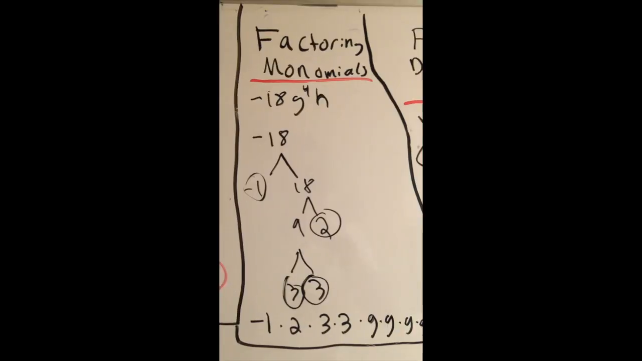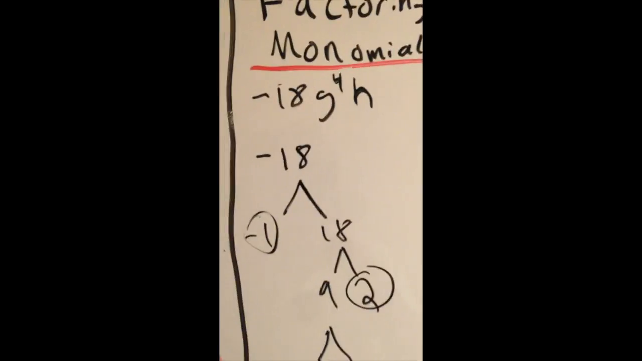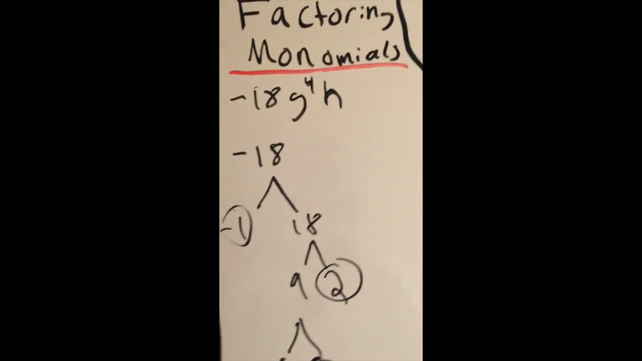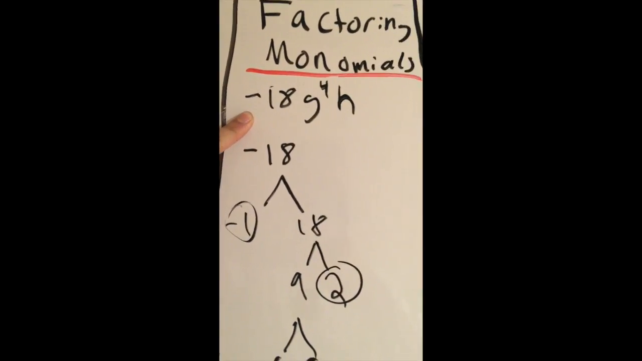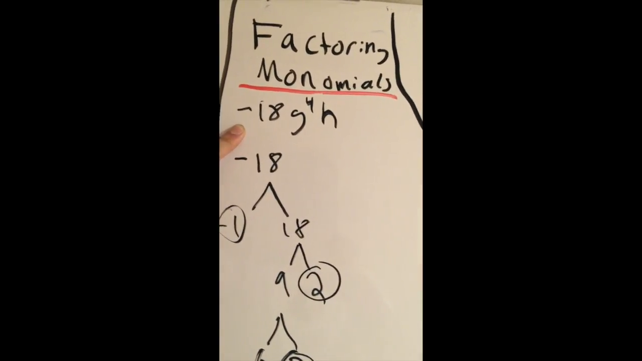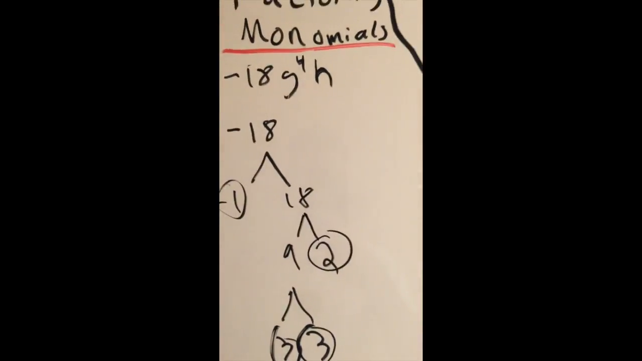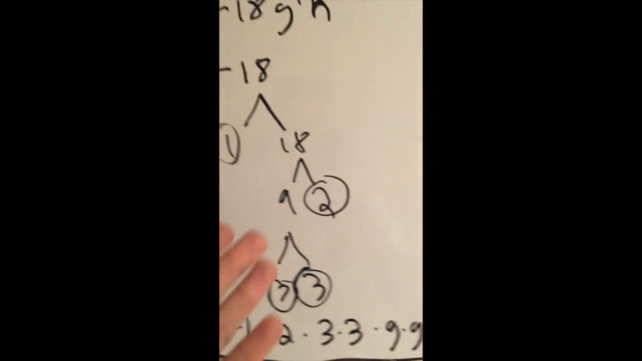Alright guys, we're going to do factoring monomials now. This one's actually not as bad as everyone thinks of it as. This is our equation right here, and we're going to first factor the number. That number is negative 18. The best way to do that, in my personal opinion, is the tree.